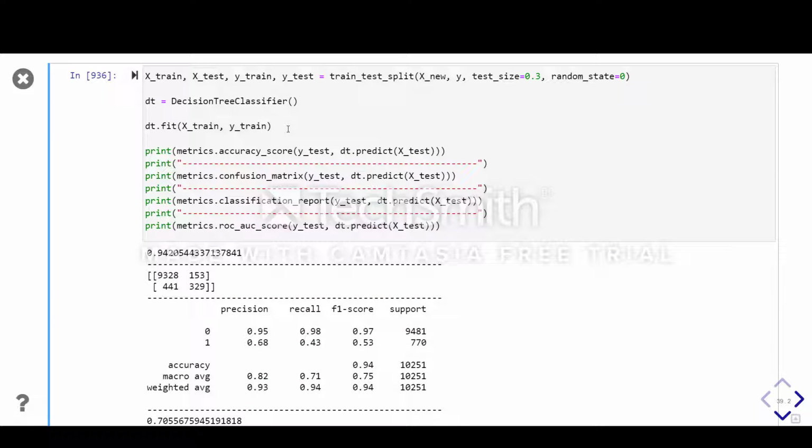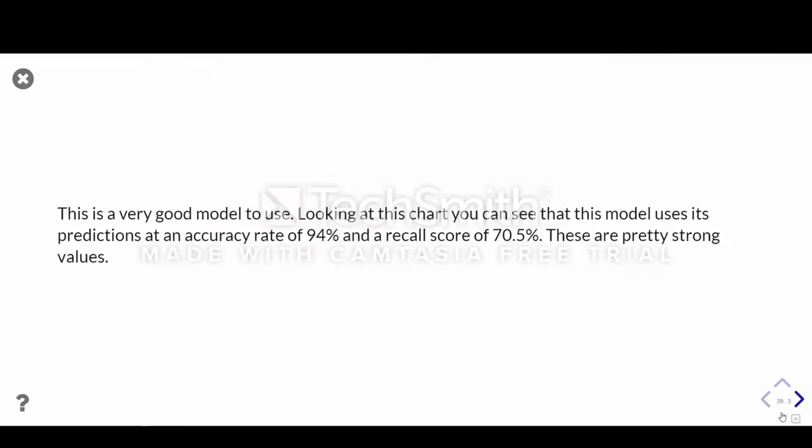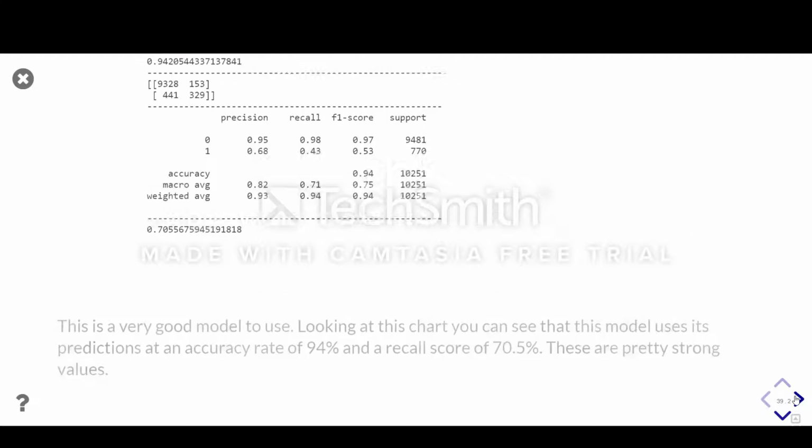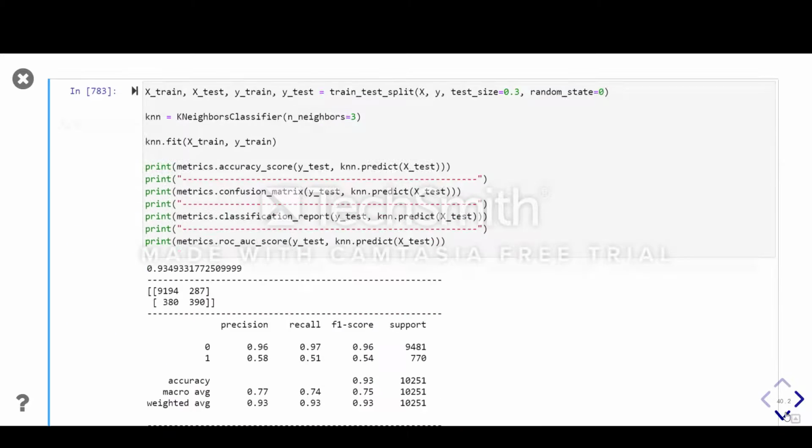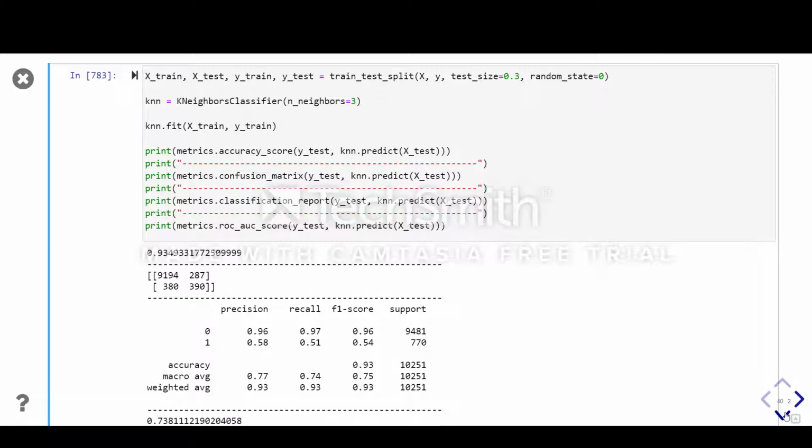This one was very good at predicting. We had a 94% accuracy rate under the decision tree classifier, and this is one of my better ones, with a 70% recall score, which is really good, which you can see stated here. And then we did two more. I did a KNN, and this one had 93% as well, and a 73% recall score.